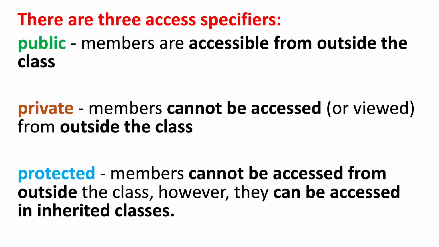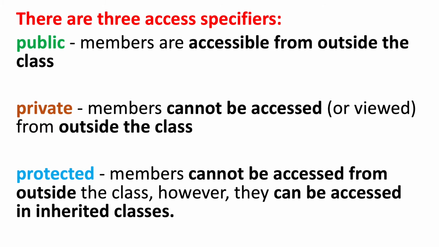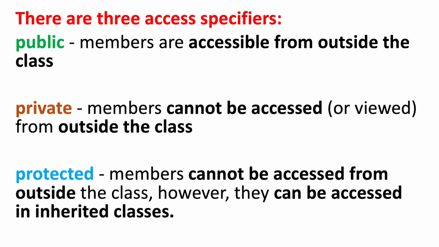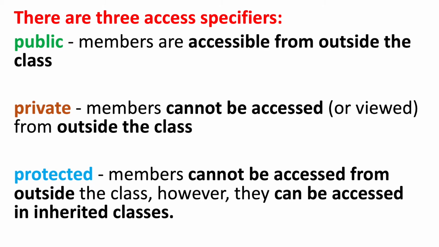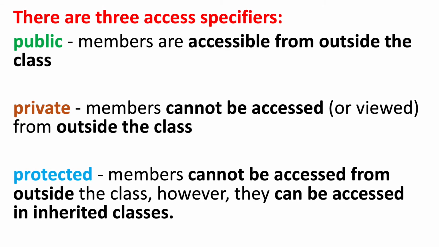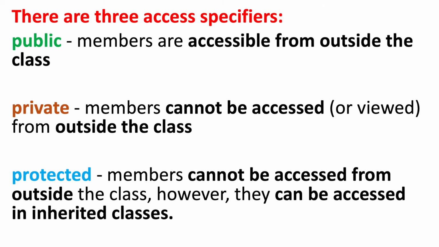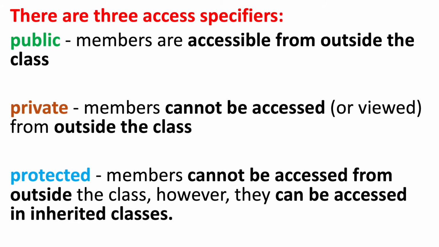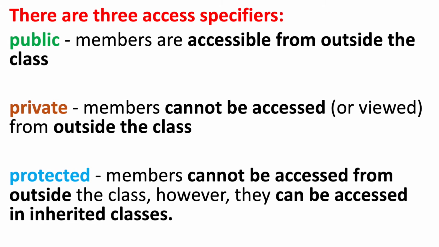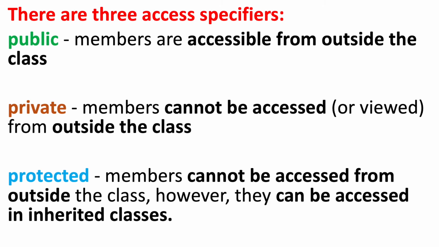And the second one is private. Private members, for example a data member or a member function, cannot be accessed outside the class. So this is the second access specifier. This is the exact advantage of C++: the private access specifier represents data hiding.